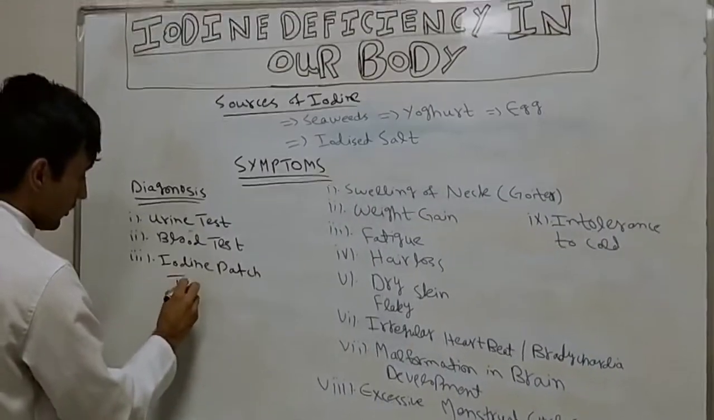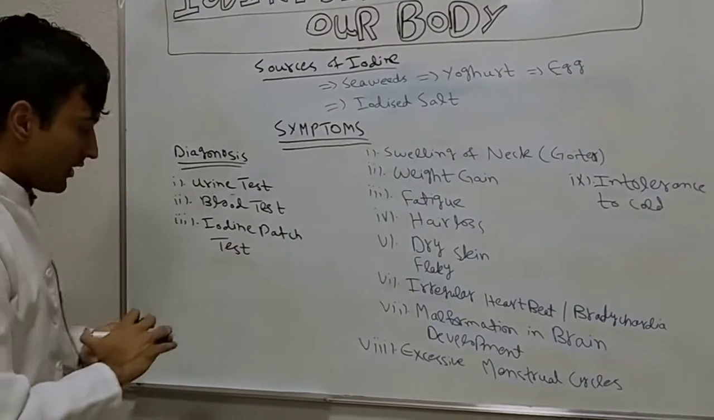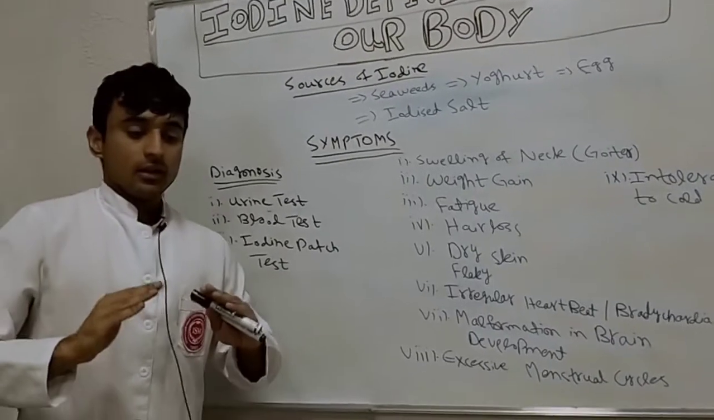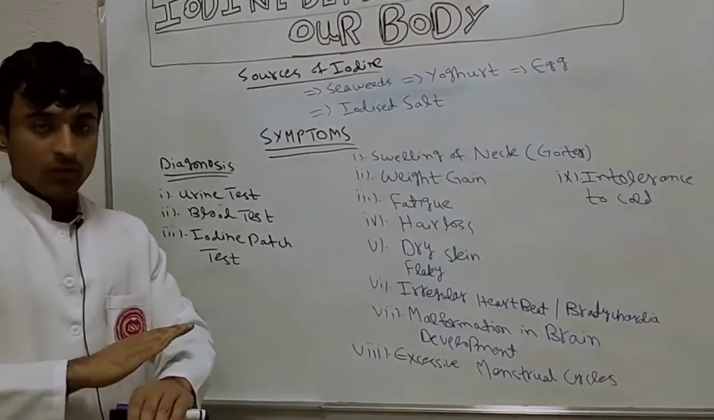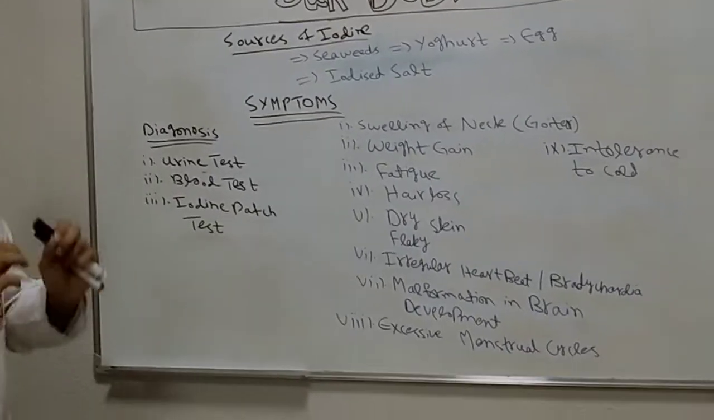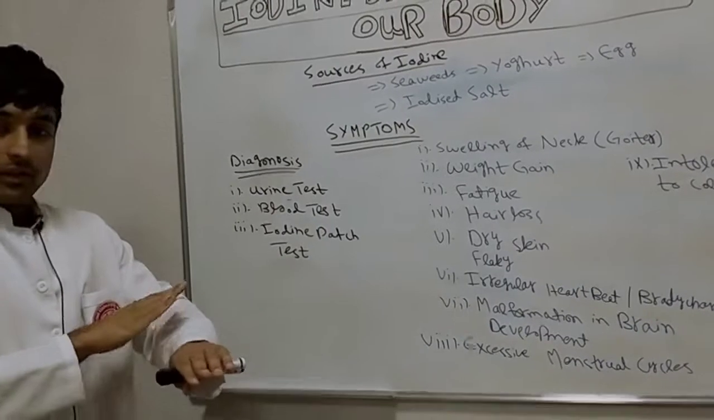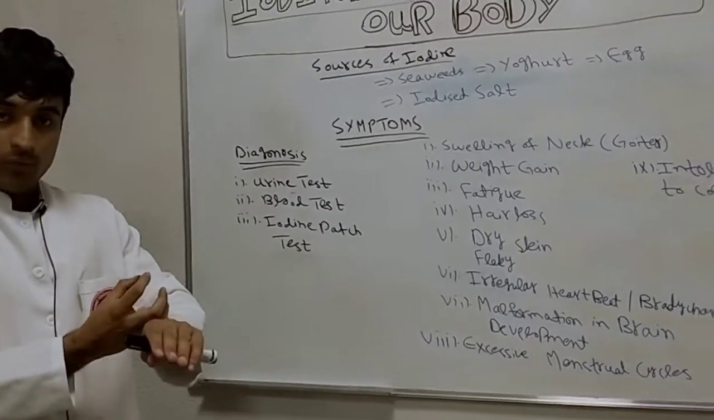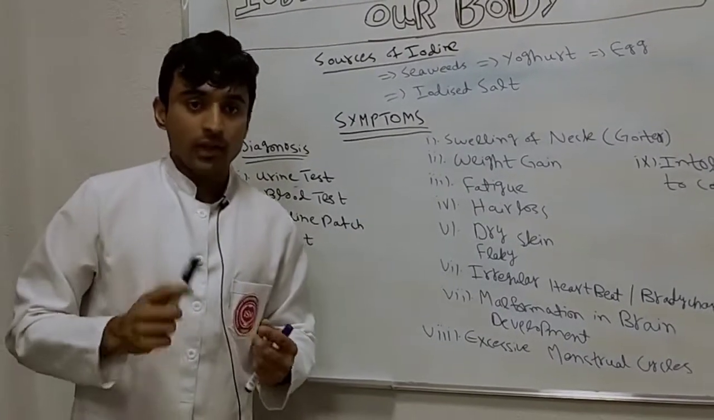Why? Because a patch of iodine is created on our skin. If the person's iodine levels are normal, that iodine patch would not disappear. But for the person who is suffering from iodine deficiency, the iodine patch would disappear. Why? Because all of that iodine would be absorbed by the skin, as the body is demanding the iodine.